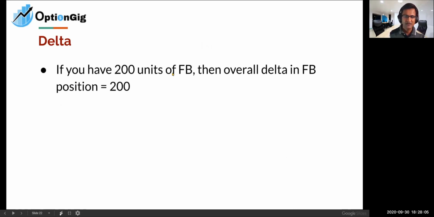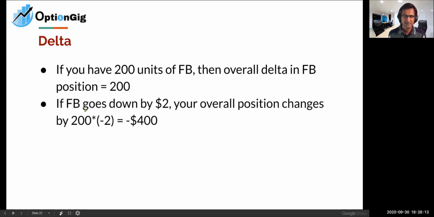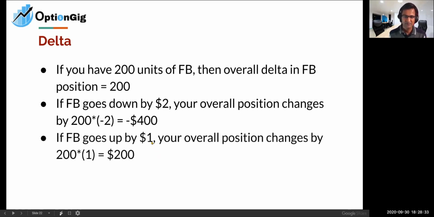So if you have 200 units of FB, means 200 stocks of FB, your overall delta is 200. It means if FB goes down by $2, your overall position will change. If you have only 200 stocks, that is the only thing you have in Facebook, then your portfolio will be down by $400. Right? Pretty simple. We all know that. If it goes up by $1, your overall portfolio will go up by $200.